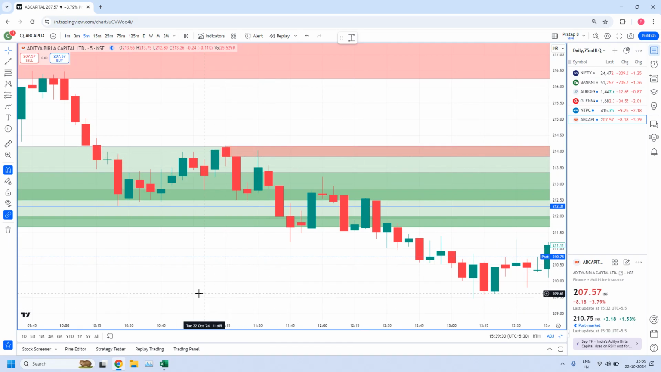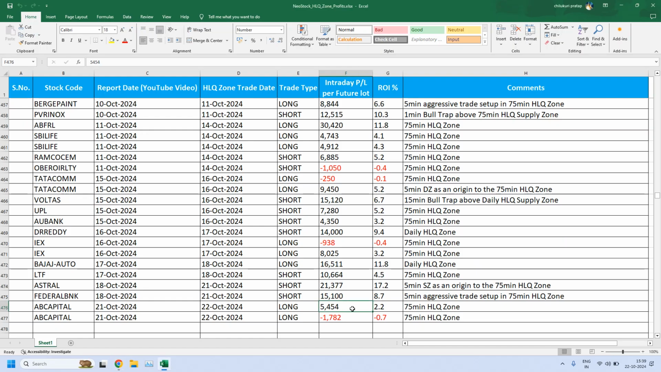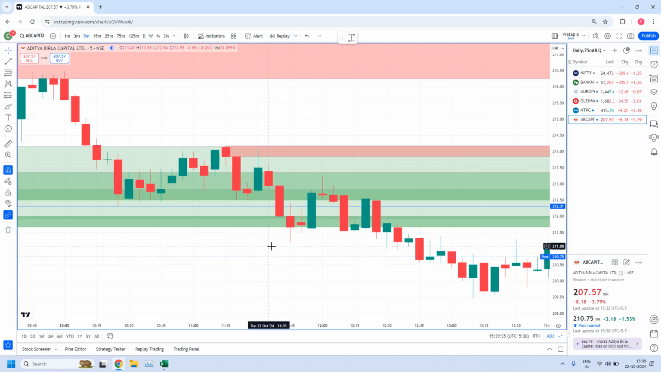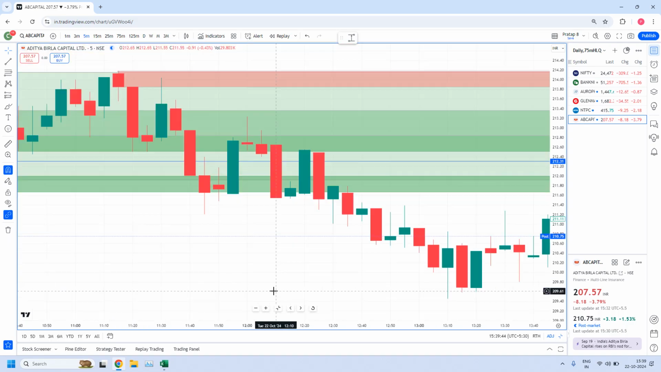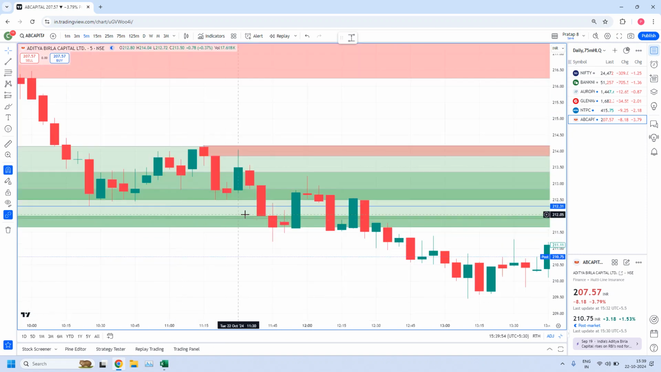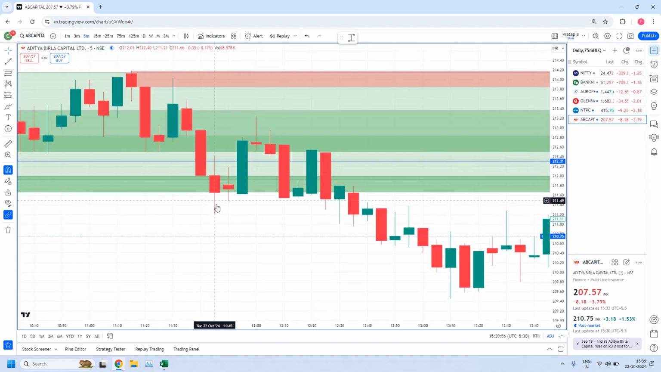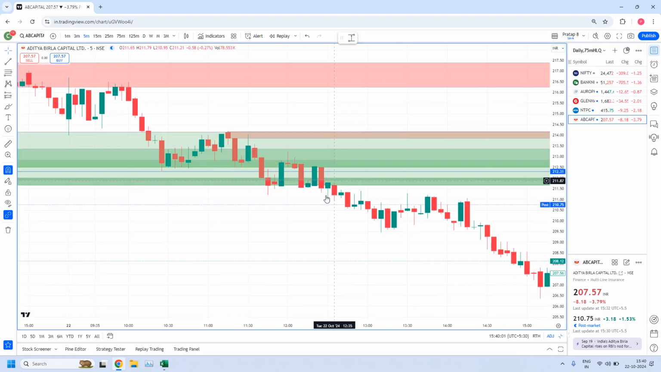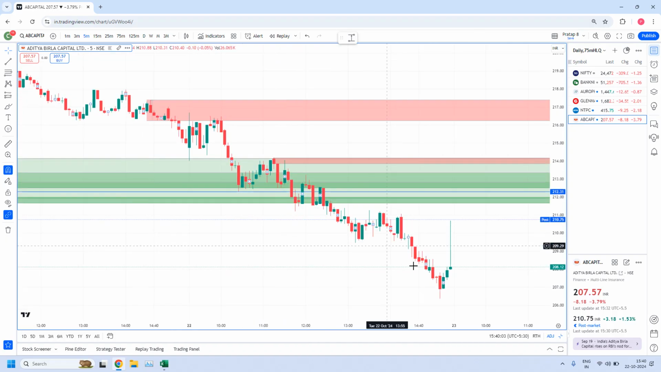So that way you got 5,454 rupees profit. After that, price sharply moved down. Anyway, this is already pierced. We know that this will be violated completely. In this candle, it is completely violated, and gave a new entry in this newly created 5-minute zone as a horizon to the entire 75-minute high liquidity zone. It gave an entry. Next candle, it is stopped out. After that, prices started moving further down, down, down.